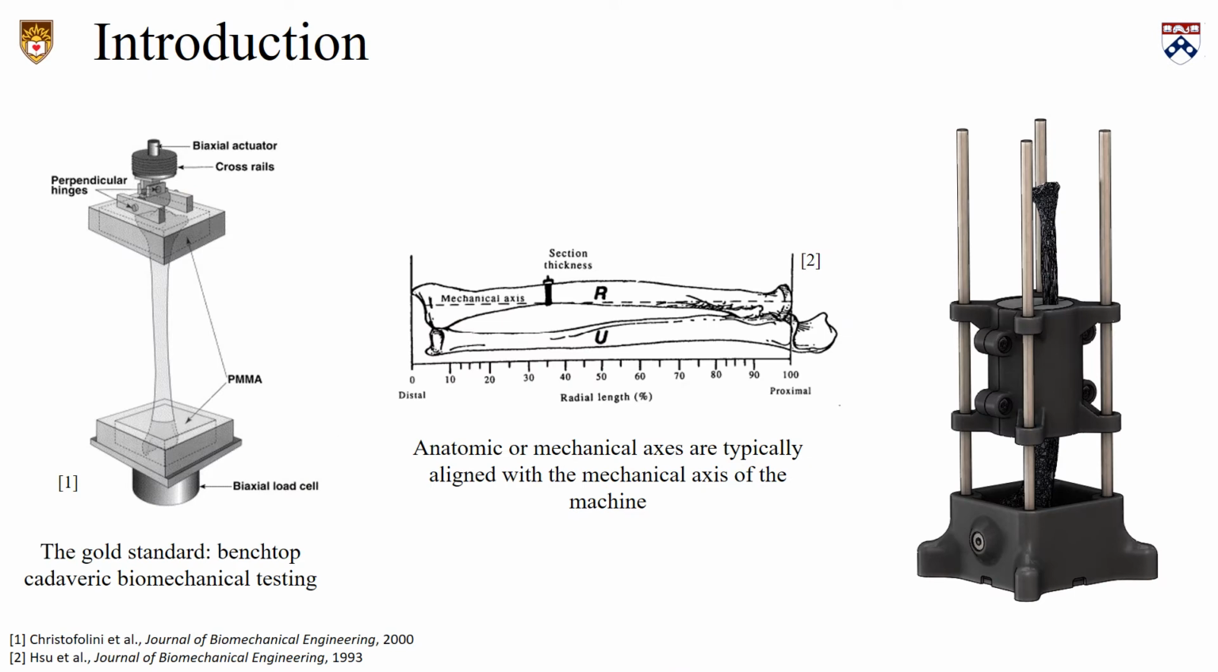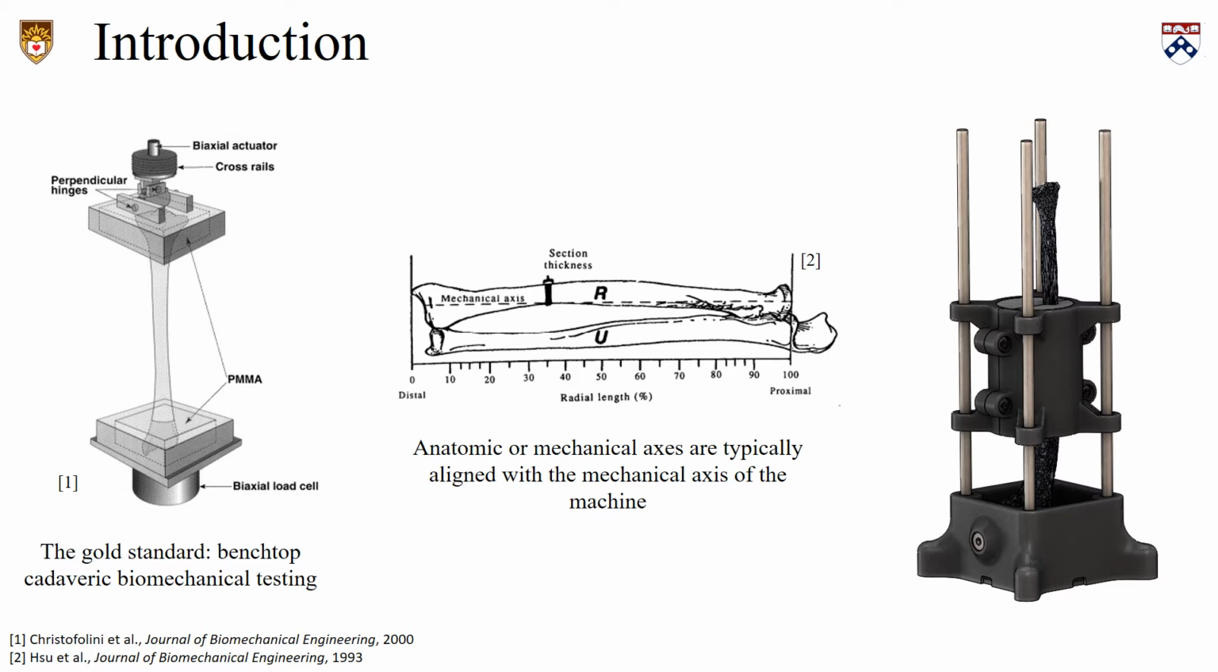As we know, benchtop cadaveric biomechanical testing is the gold standard for evaluating both the mechanical properties of bone and the performance of orthopedic implants. And during a benchtop biomechanical test, it is important to ensure that the mechanical axis or the anatomic axis of the bone being tested is in line with the mechanical axis of the testing machine in order to replicate the loading conditions in vivo. In theory, identifying either axis is simple, yet in practice, this can be very challenging to accomplish. And the effect that this malalignment has on the test measurements is still unclear.